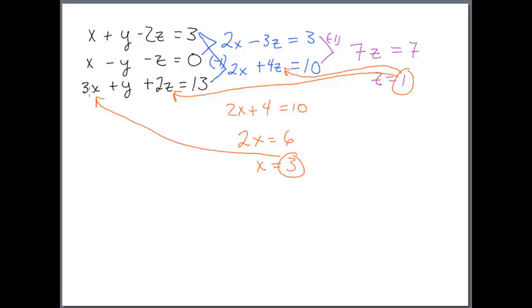So we have 3 times 3 is 9, plus y, plus 2 times z, which is 1, equals 13. 9 plus 2 is 11. So if we subtract 11 from both sides, we have y equals 2. That means our answer is x is 3, y is 2, and z is 1.